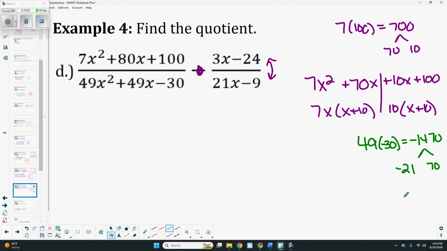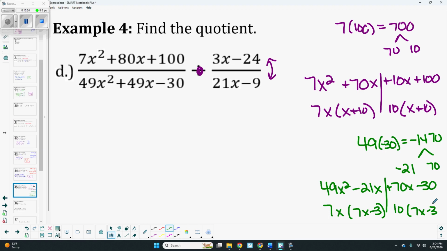So we're going to have 49x squared minus 21x plus 70x minus 30. So these have 49 and 21, 7 goes into both, and x goes into both. We're left with 7x minus 3. 10 goes into both of those. We're left with 7x minus 3. All right. So for this part, that was x plus 10 and 7x plus 10.